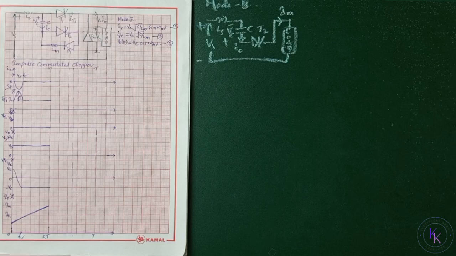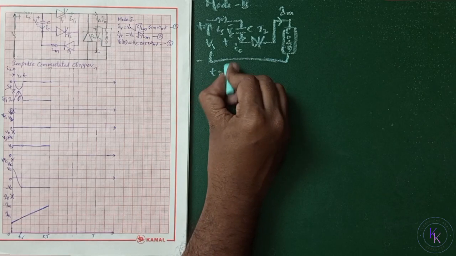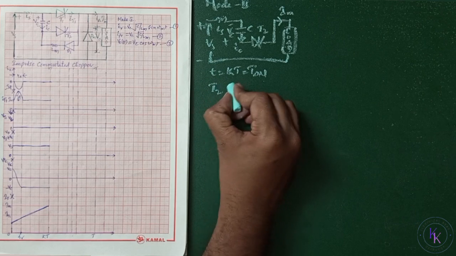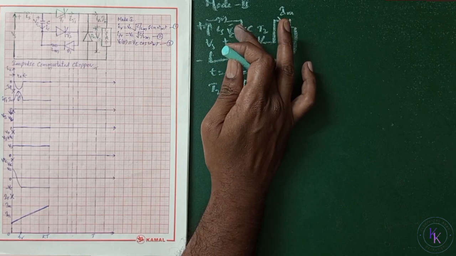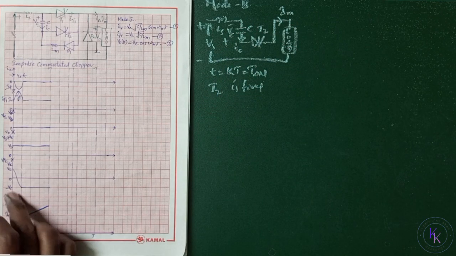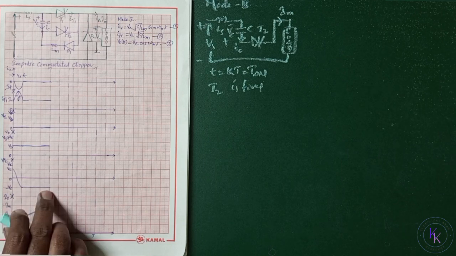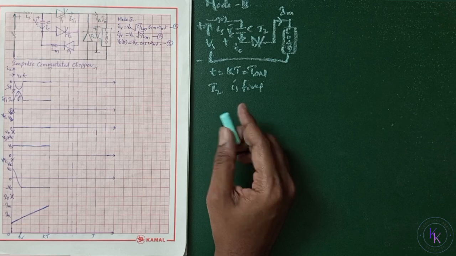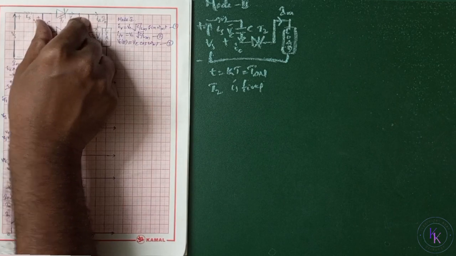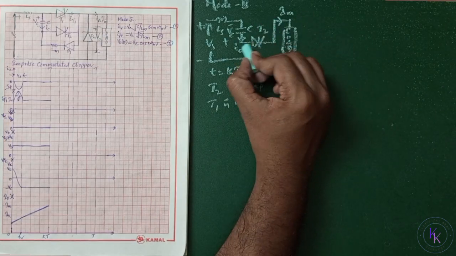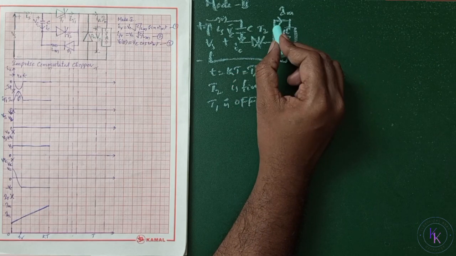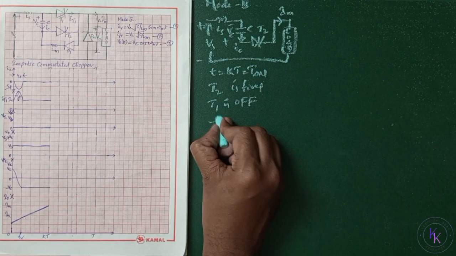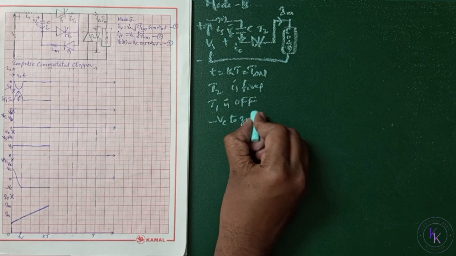Mode 2, the commutation mode. At time equals kT, thyristor T2 is fired. The voltage of the capacitor was already reversed during the TR time, so the voltage of the capacitor is minus Vc. So that reverse voltage of Vc is applied across the thyristor T1. It is turned off. The capacitor is going to discharge through the load from minus Vc to 0.